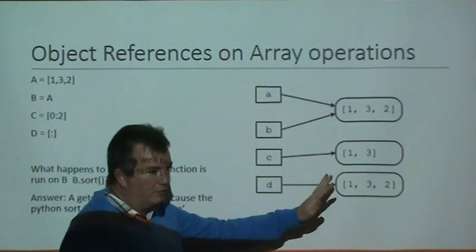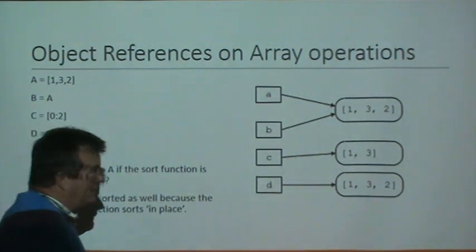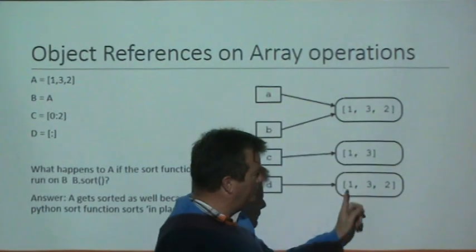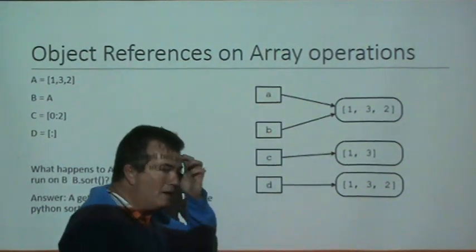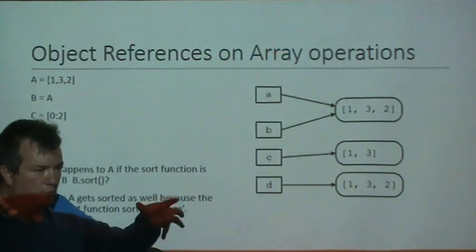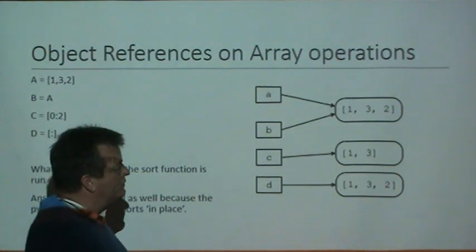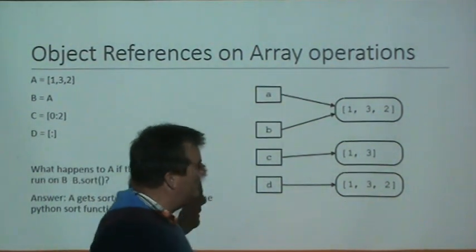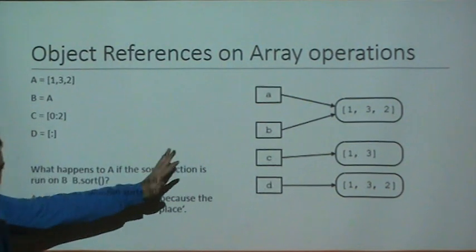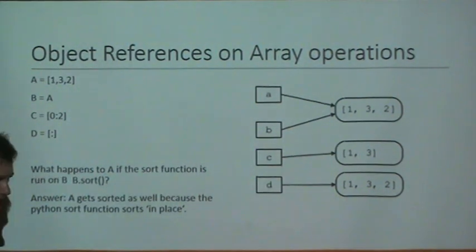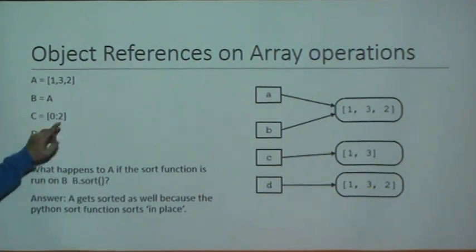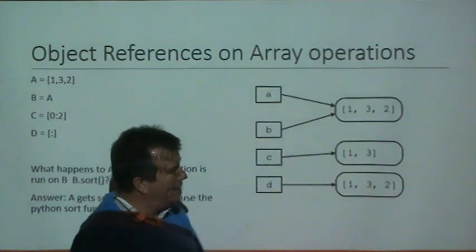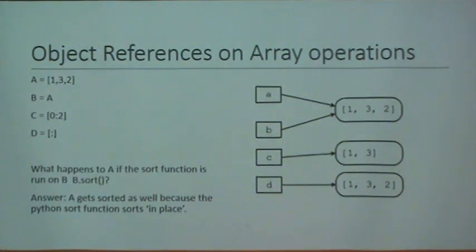D, I'm making a new array by saying start at the beginning and go all the way to the end, which is really the same thing again, but I'm generating a new version. I'm giving instructions on how to create a brand new array. So C and D will point to two different arrays, but B will not. B refers to exactly what A originally referred to.